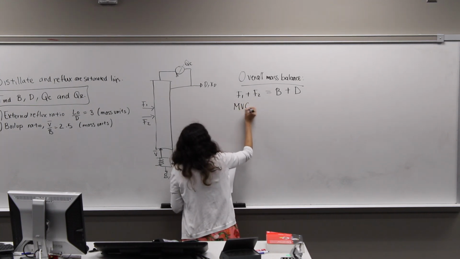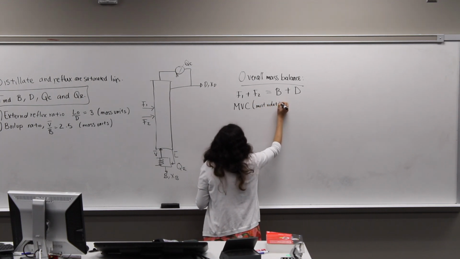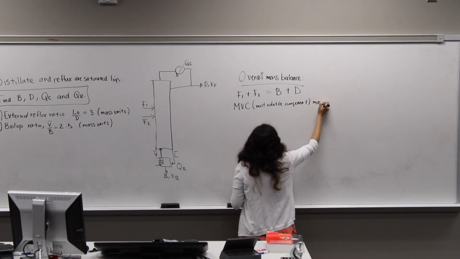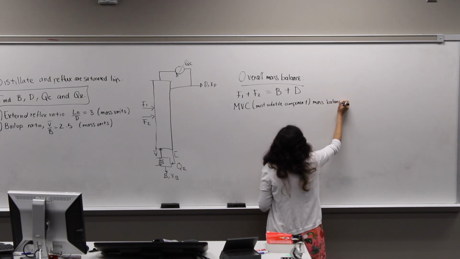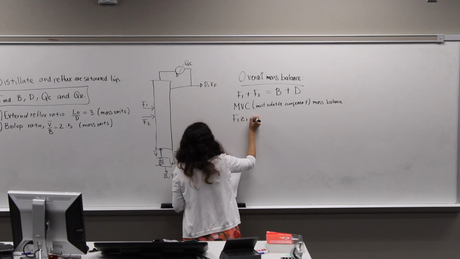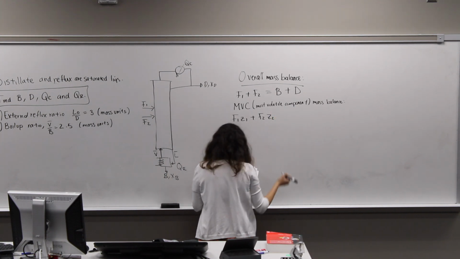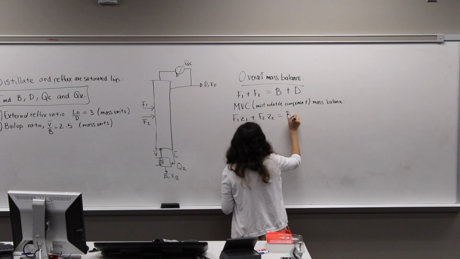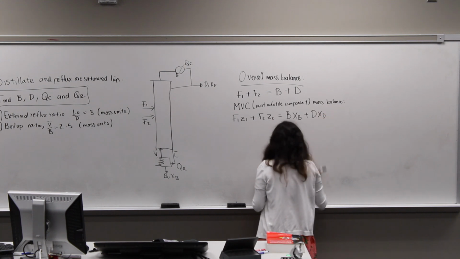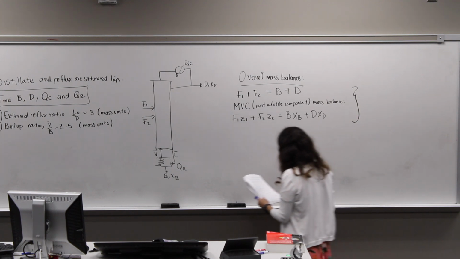We are going to do also a most volatile component mass balance. So that allows us to have 2 equations. Again, we have 2 feeds, right? So that's why we are adding 2 times this equals the fraction of the bottoms plus the fraction of the most volatile component on the distillate. So we have these equations.